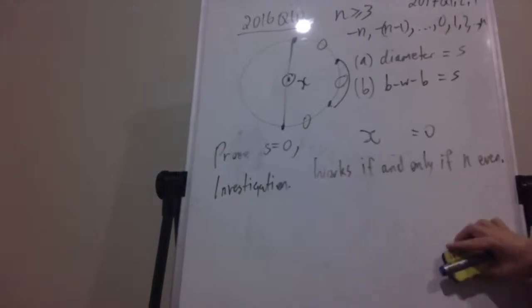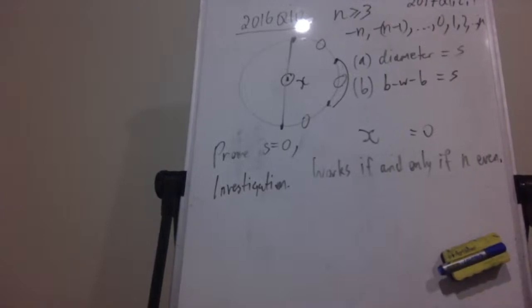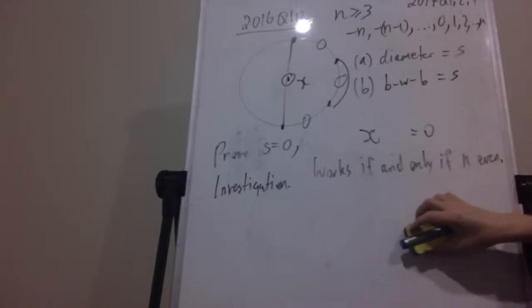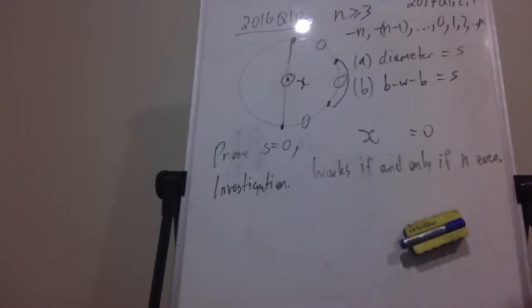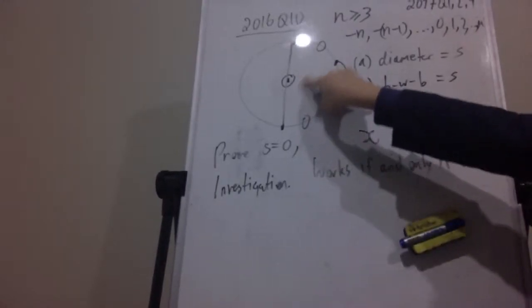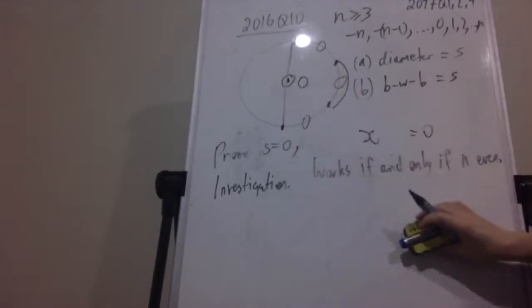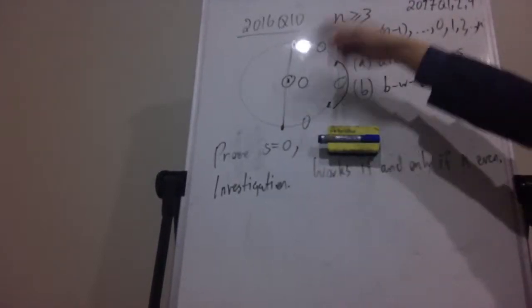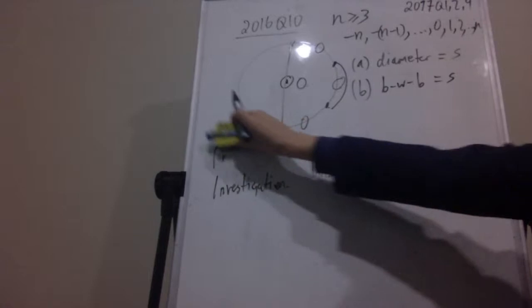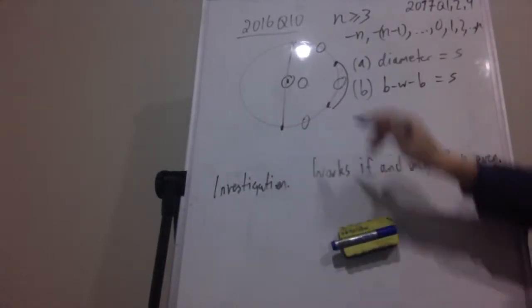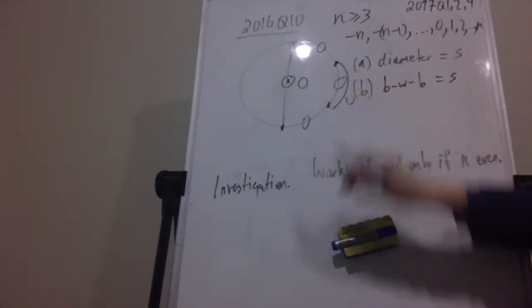So we already proved that the S has to be 0. So now we know X is 0. So the center has to be 0, and everything else has to have opposites. Yeah, so that's actually the end of the problem, I think. The opposite things have to be negatives of each other. And then these all add up to 0.